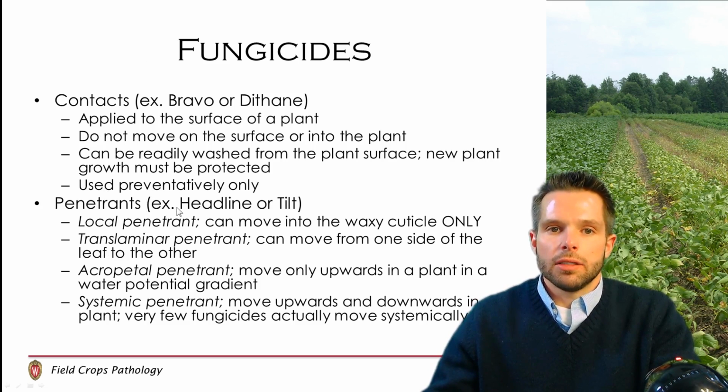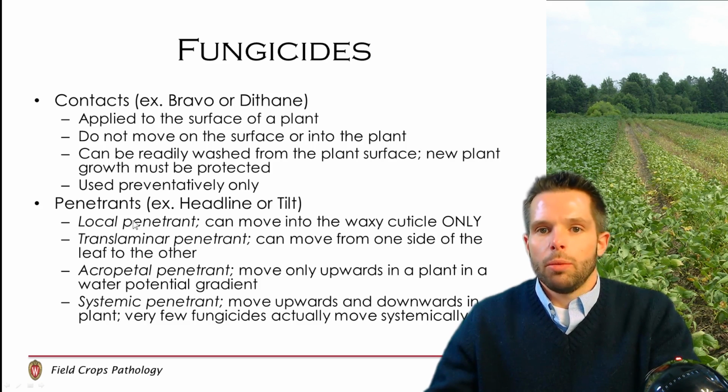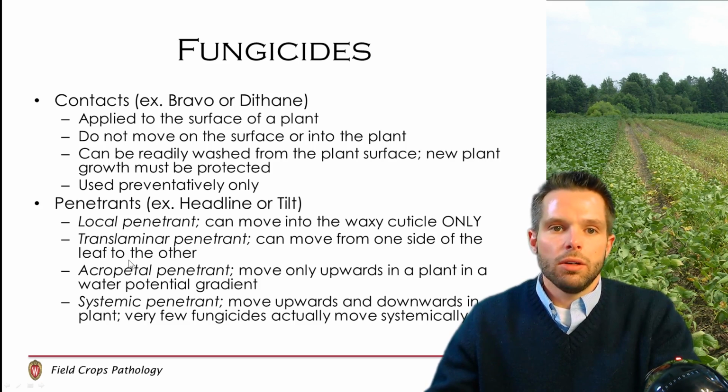Probably more commonly now in field crops, we have quite a few penetrant type fungicides. So things like Headline or Tilt would fall into this category. And the penetrants can come in a couple different varieties here. We can have local penetrants, which move into the waxy cuticle. Translaminar penetrants will actually move from one side of the leaf to the other side of the leaf. Xylem penetrants will find their way into the xylem and actually move upwards in the plant in the water potential gradient, and then finally the systemic penetrants, which will move upwards and downwards.